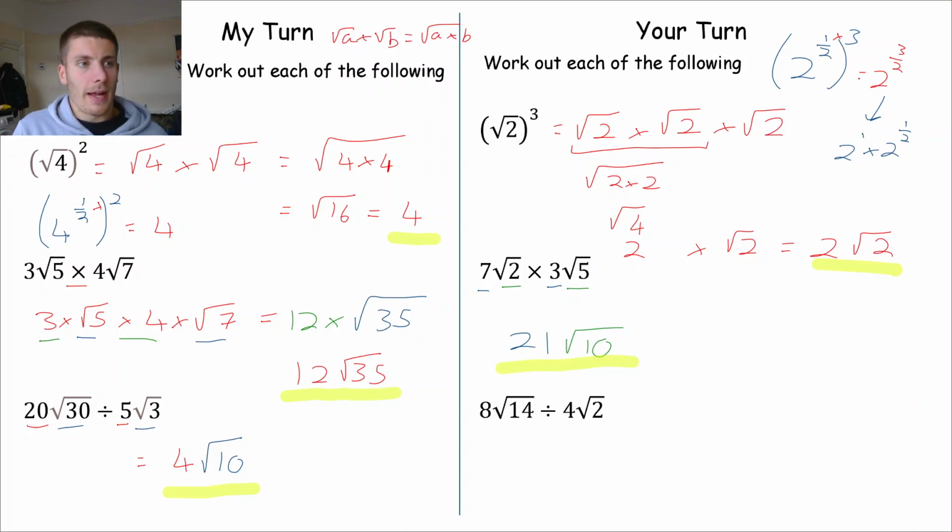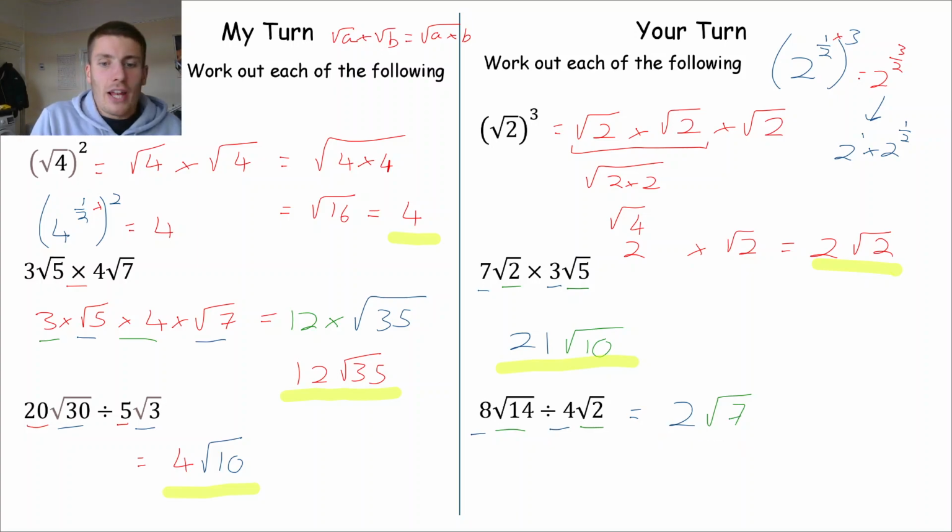Last but not least, very similar, but this time we're dividing. We're doing 8 divided by 4. 8 divided by 4 is 2. We've then got root 14 divided by root 2, which is equal to root 7. 14 divided by 2 is 7. So simply, this is your answer. Let's do it in yellow. Keep it consistent. There we go.